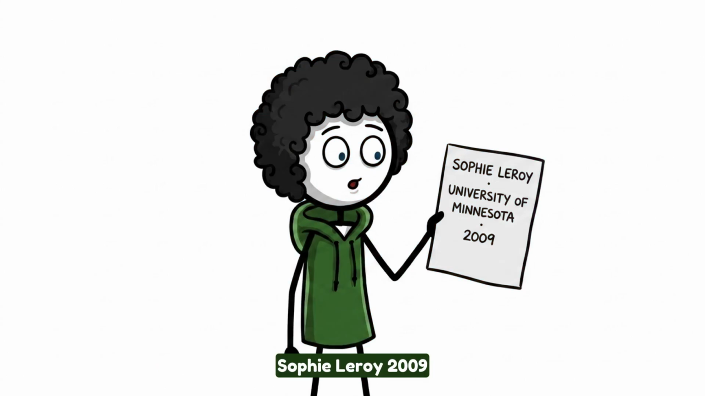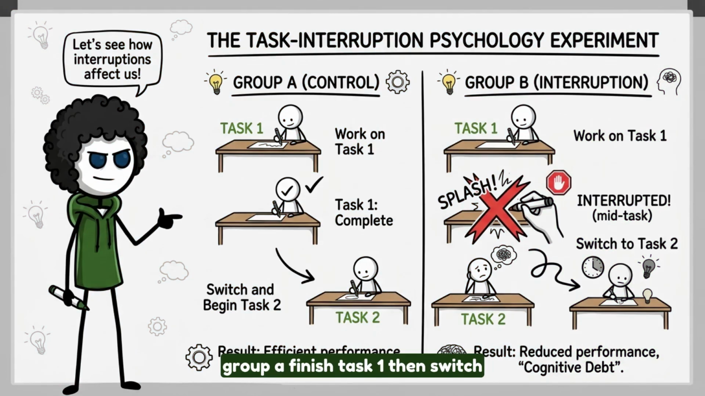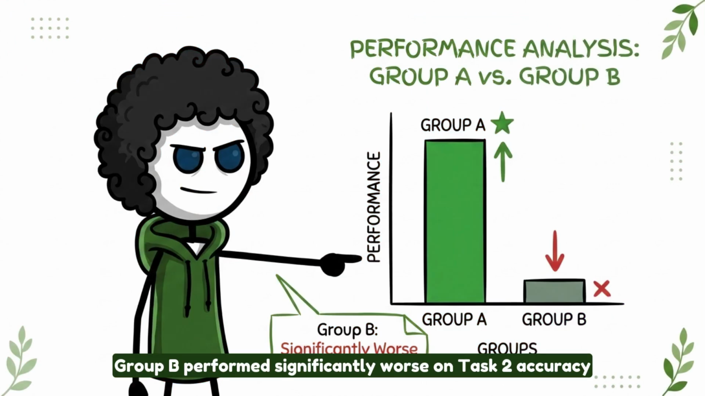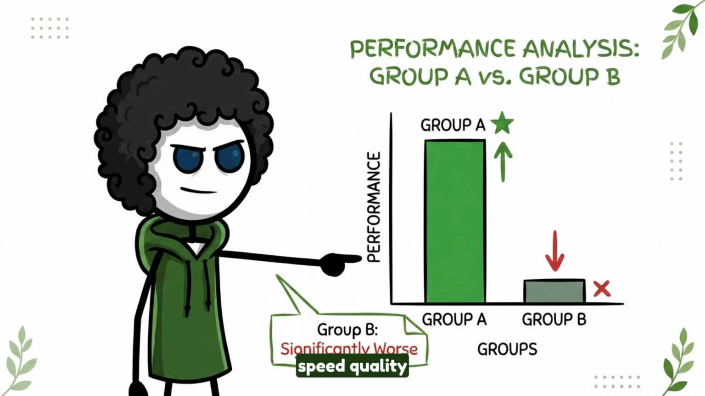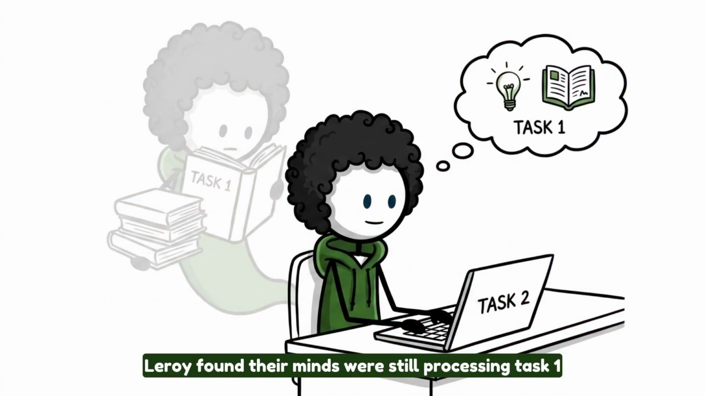Sophie Leroy, 2009, University of Minnesota. Her study starts with an incomplete task. Group A, finish task 1, then switch. Group B, interrupted mid-task, forced to switch immediately. Group B performed significantly worse on task 2. Accuracy, speed, quality, all measurably lower. Leroy found their minds were still processing task 1, even while physically doing task 2.